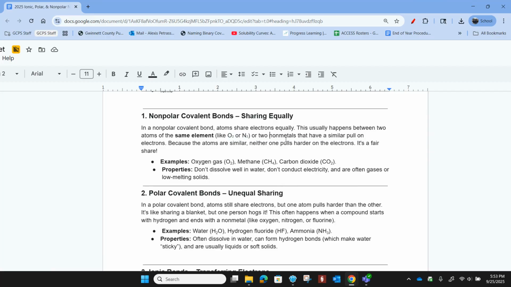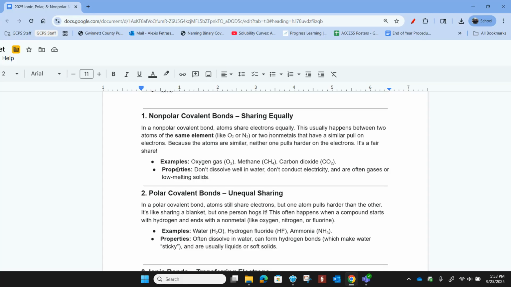Or looking at two nonmetals. That's very important. Every time you have nonpolar, it's always going to be nonmetals, and they both start with non, that have similar pull on the electrons. So think about electronegativity from unit 2. That's the attraction of electrons. The two atoms will have the same electronegativity. So again, examples are oxygen gas, O2, methane, CH4, carbon dioxide, CO2.